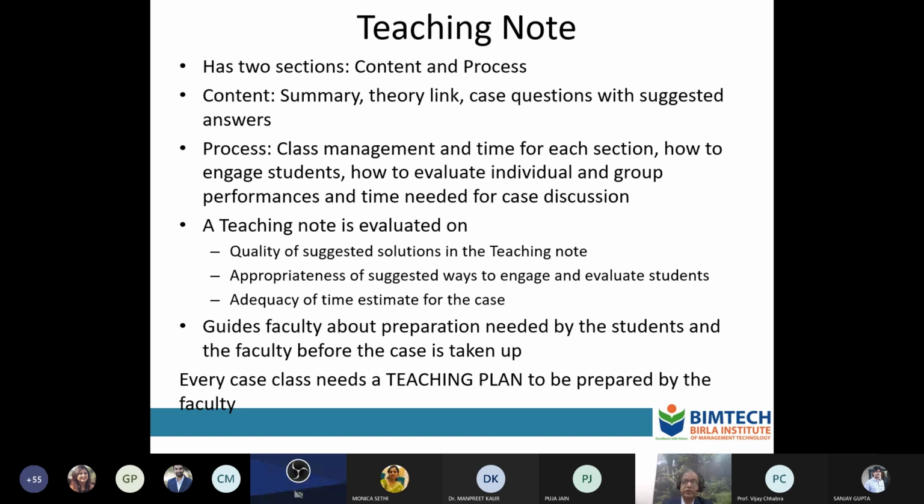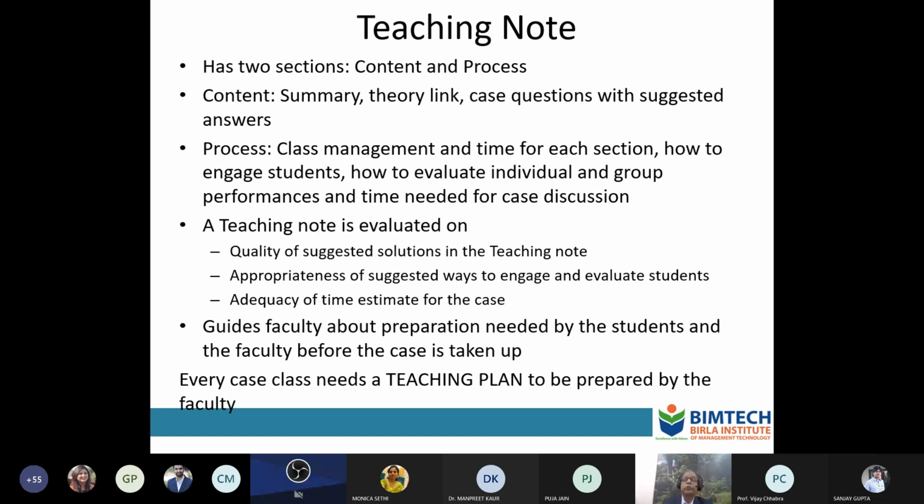So these are the pointers on which a teaching note as well as a case is evaluated. And moreover, which is not written here, every faculty must create her own teaching plan before taking up a class. So how the case will unfold, how will you introduce the theory, which questions will you ask, what kind of answers you expect, and also you must envisage what kind of questions students may ask, for which you should be ready with answers. So the entire thing has to be mapped along with time, along with focus on engagement and evaluation. So that is what a teaching plan is, and that has no particular format. It varies from faculty to faculty. But my earnest suggestion is that before deciding to take a case class, prepare your teaching plan extensively.